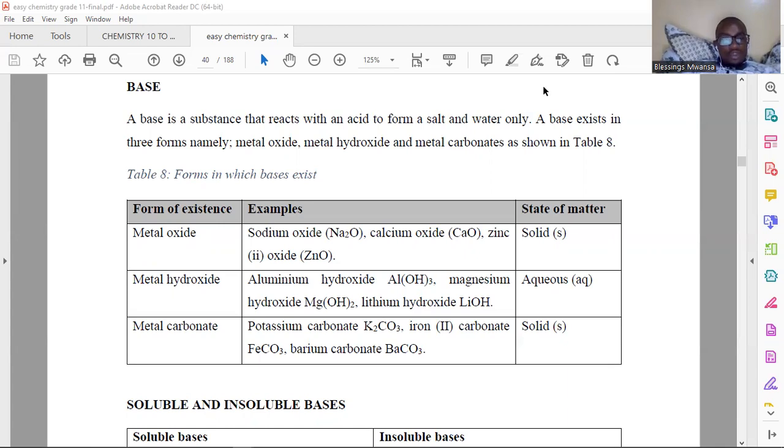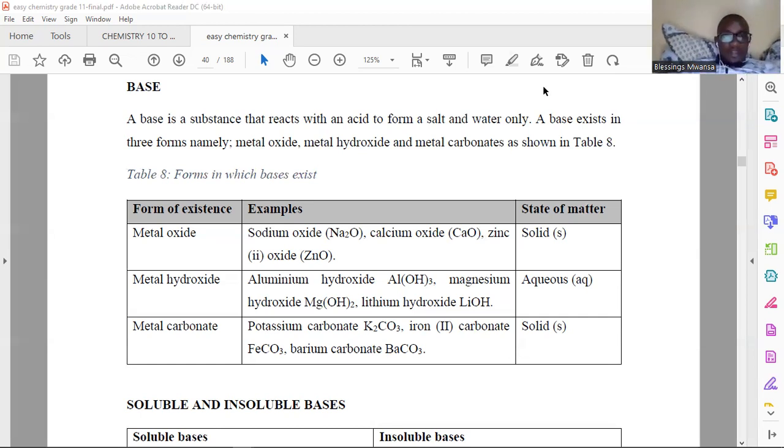So in this video, we want to understand what a base is. We'll try to describe what a base is and what its chemical composition is. What is referred to as a soluble base? What is an insoluble base? What are the physical properties of a base? And what are the chemical reactions that a base undergoes?